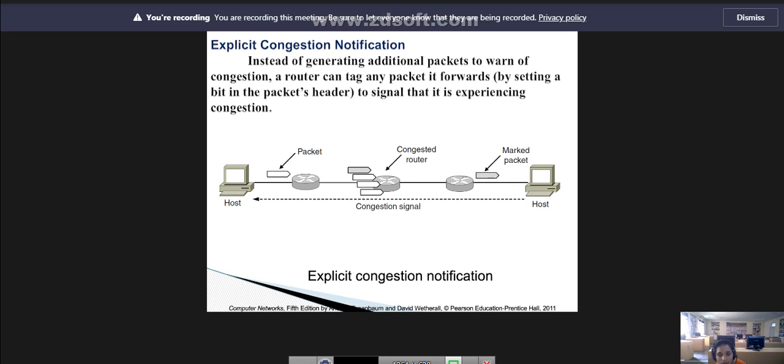In this diagram, I have the host here and at the end I have the other host. In the middle of that we have the congestion router, marked packets, and these are the routers available. Whatever packets we are sending arrive at the congestion signal. So this is the explicit congestion notification.